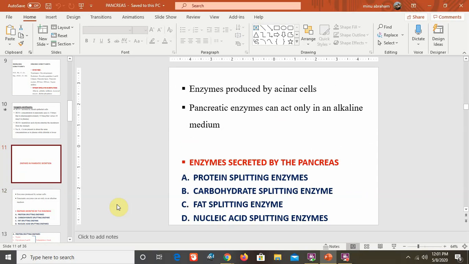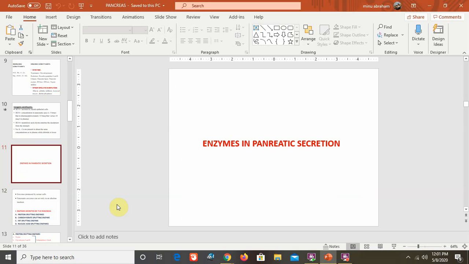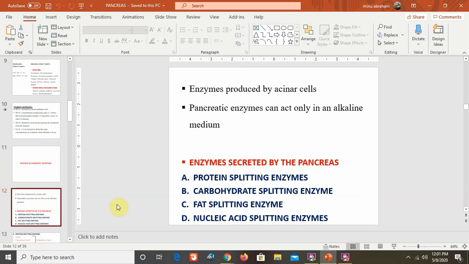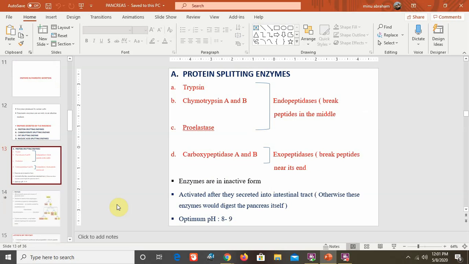Now coming to the enzymes in pancreatic secretion, it's a very important question. The enzymes, as we have already learned, are produced by the acinar cells, and they mainly act only in alkaline medium. And there are four main enzymes which are secreted by the pancreas. First is the protein splitting enzyme, then the carbohydrate splitting enzyme, the fat splitting enzyme, and the nucleic acid splitting enzymes.